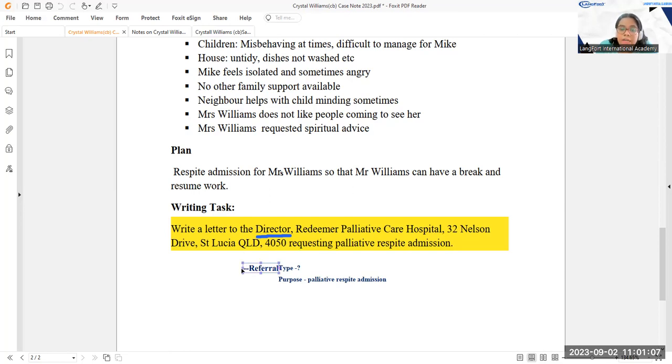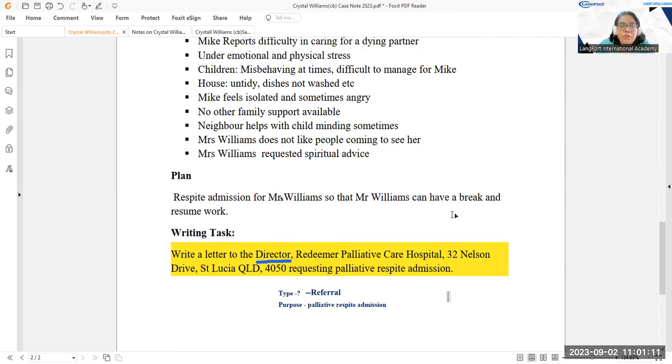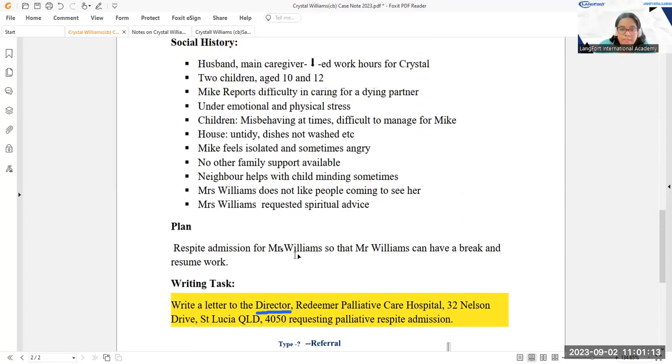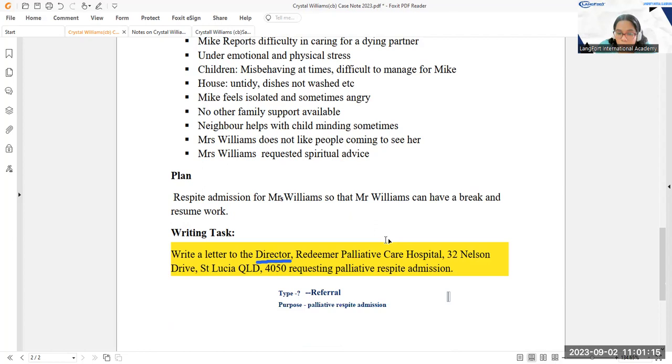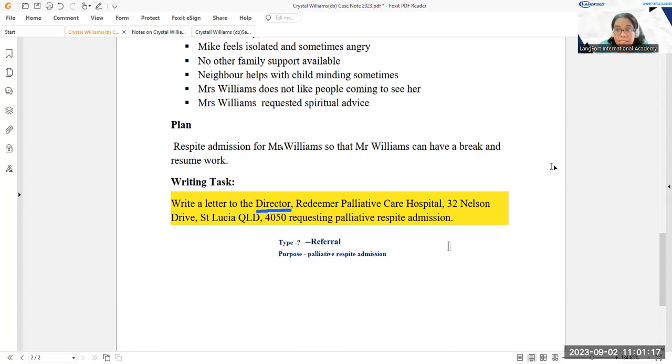So you're writing a referral letter. So this is a referral letter. All right, we have understood the case note. We know what the purpose is. We know the reader does not know the patient. Now let's select relevant details.